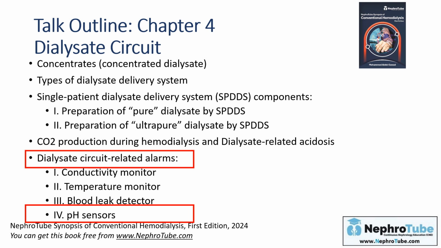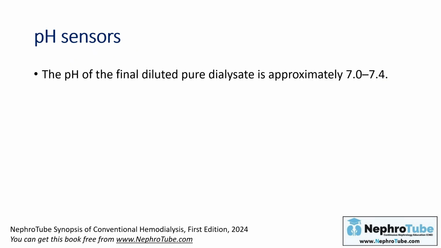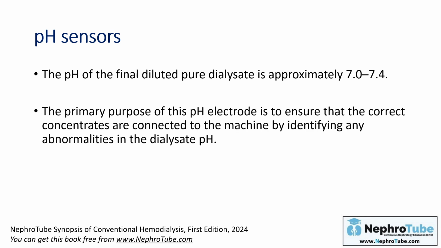Our last monitor alarm is the pH sensor. The pH sensor is for the detection of the pH of the final pure dialysate, which we mentioned is usually between 7 and 7.4. The pH sensor actually is not present in all hemodialysis machines, but certain machines are equipped with this pH electrode as part of the proportioning system. The primary purpose of this pH electrode is to ensure that the correct concentrates are connected to the machine by identifying any deviation or abnormalities.